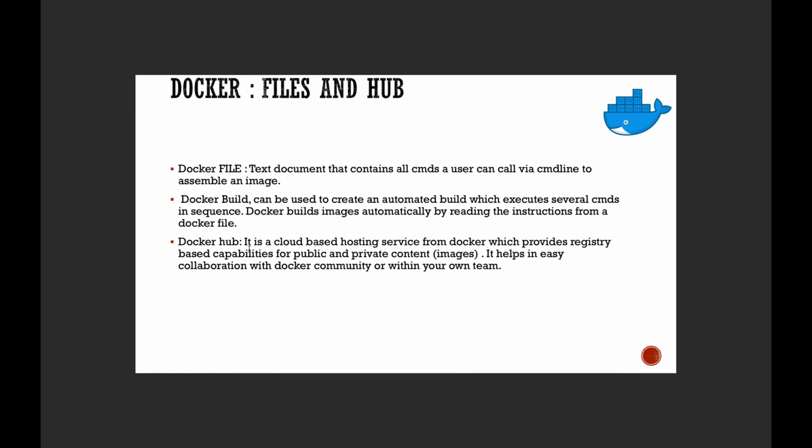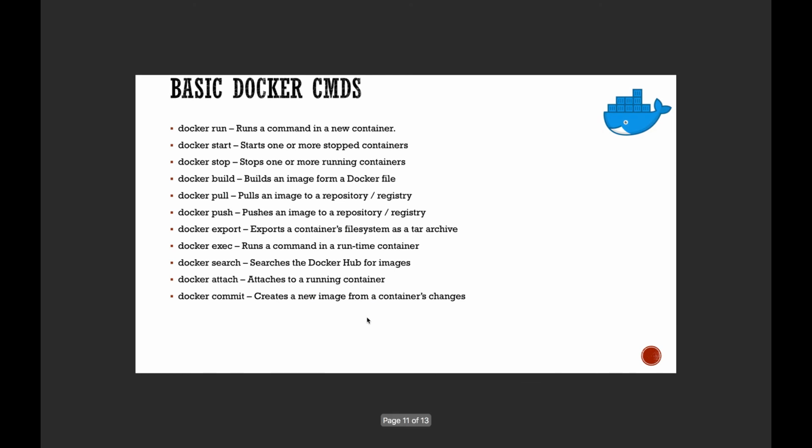Now, what is Docker Hub? It is a cloud-based hosting service or registry, you can say, from Docker, which provides the capabilities for public and private content hosting. That is, the images can be hosted there. It helps in easy collaboration within the Docker community, or you can use it within your own team or company.